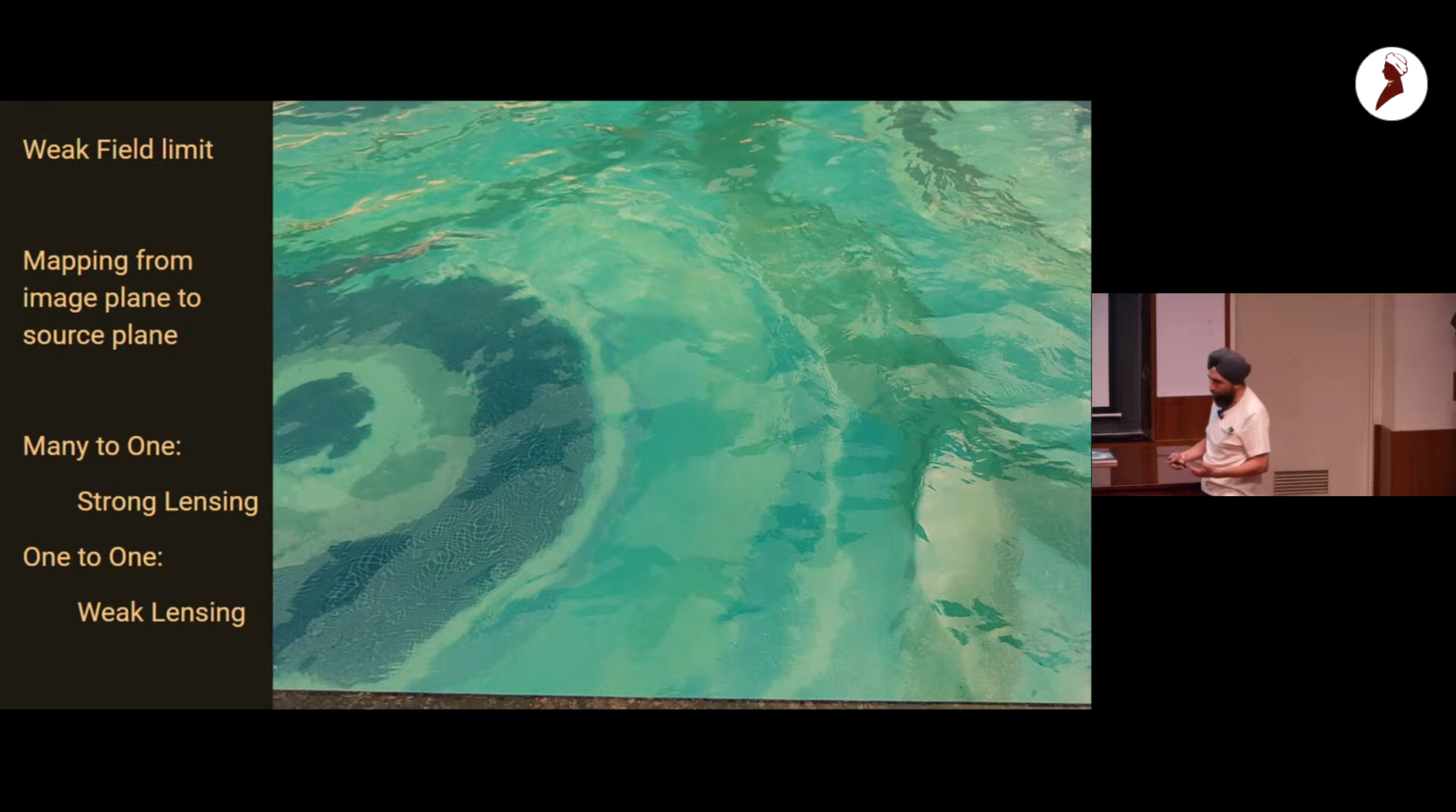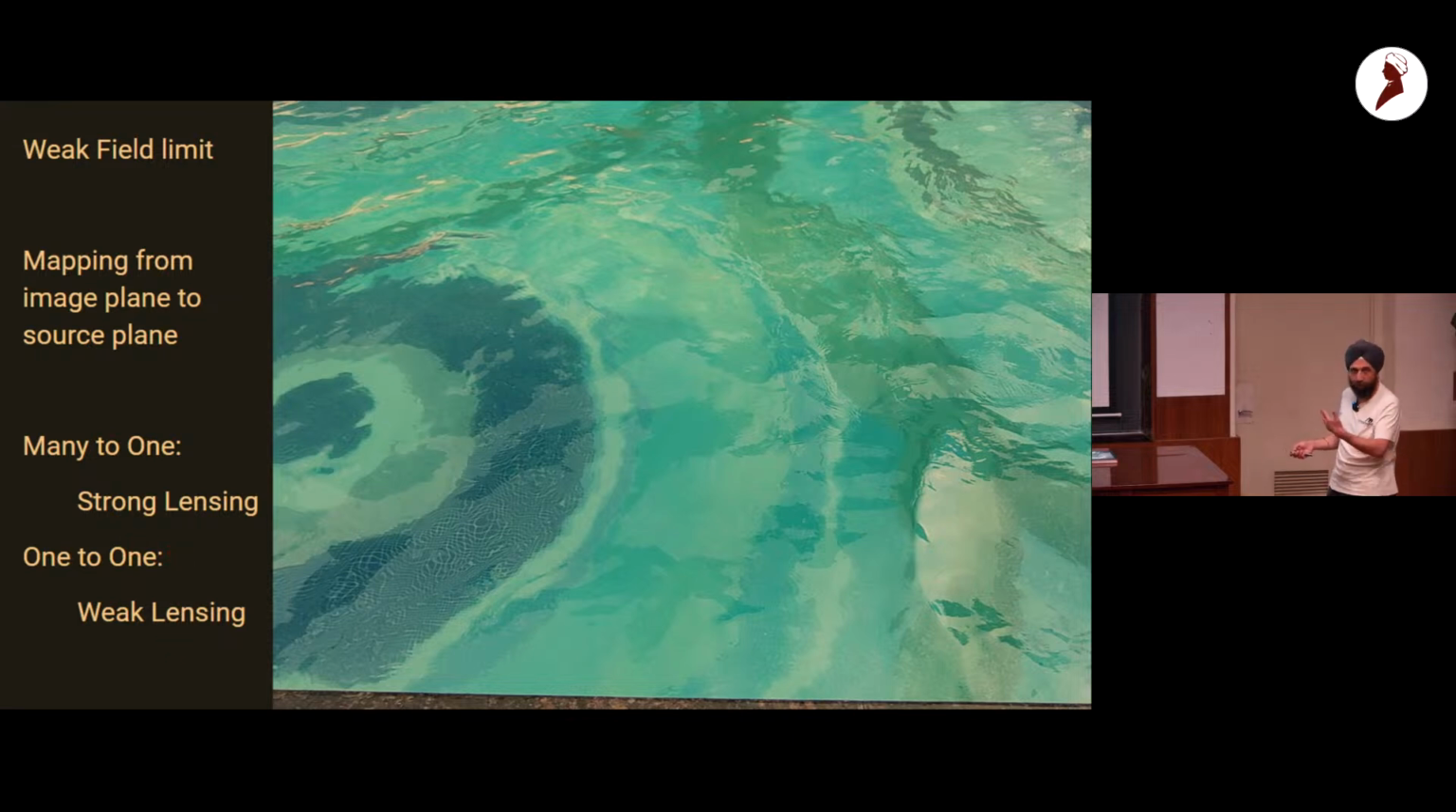There are many regimes of gravitational lensing. Incidentally, we are talking about gravity in the weak field limit, because we can take the approximation of the gravitational potential divided by the speed of light squared, c², being much, much smaller than 1. Within this weak field limit, we can have many-to-one mapping, which is called strong lensing, and one-to-one, which is weak lensing.